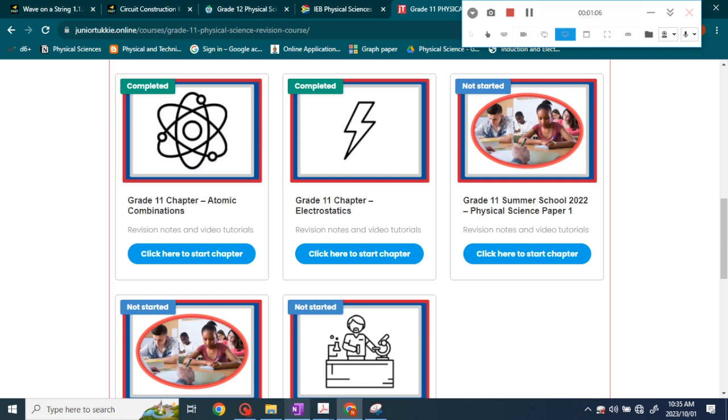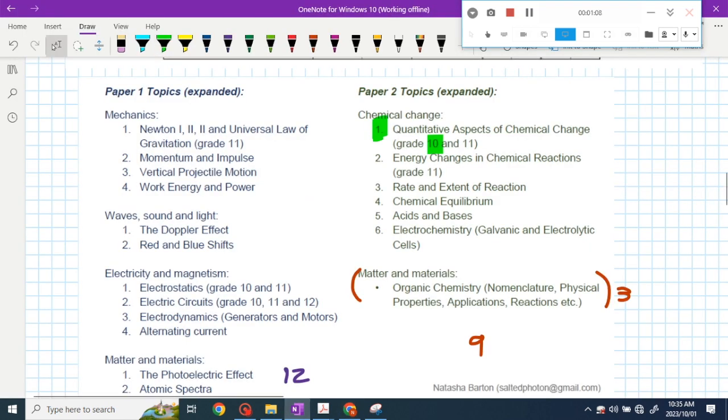Okay, now if we go on in this list, you're going to see the next thing that is there is energy changes in chemical reactions. There we are talking about those potential energy diagrams. Do you guys understand what a catalyst does to a reaction? Do you know what an activated complex is? Do you know what the activation energy is?